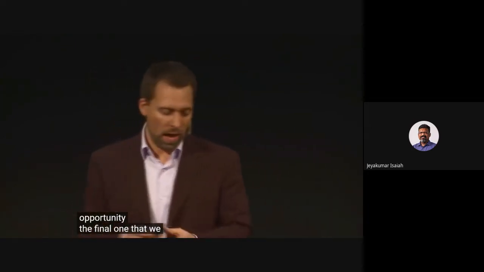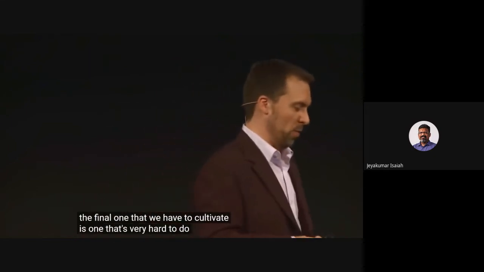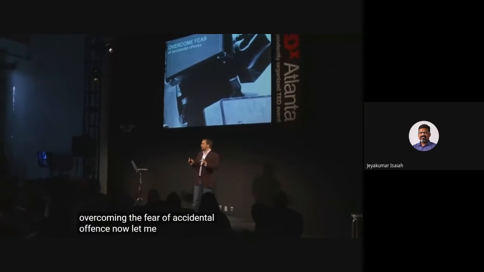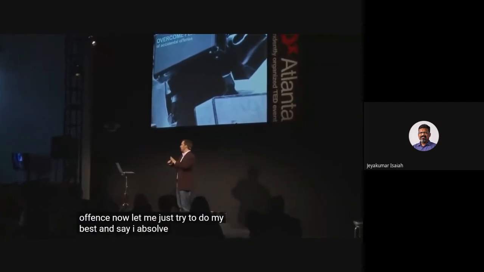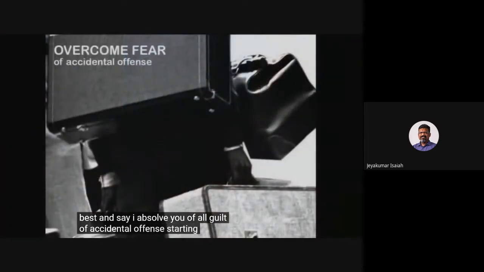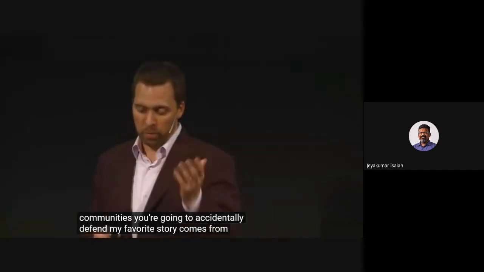The final one that we have to cultivate is one that's very hard to do, and that's overcoming the fear of accidental offense. Now, let me just try to do my best and say, I absolve you of all guilt of accidental offense starting today. Because if you're going to venture out, if you're going to actually practice being a neighbor to different communities, you're going to accidentally offend. My favorite story comes from my own family.